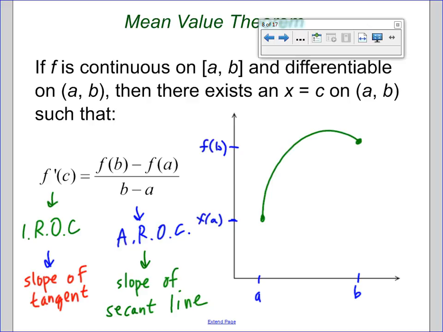If my function f is continuous on the closed interval a to b, notice I've got my closed circles there, and differentiable, do I have any corners? Any kinks? Any discontinuities? No? Vertical tangents? Nope. And so if we're continuous and differentiable on that interval, then there must exist some x equals c value in between a and b, such that the slope of the tangent to the curve is exactly equal to the slope of the secant line connecting the endpoints. So let's go ahead and put in our secant line there.